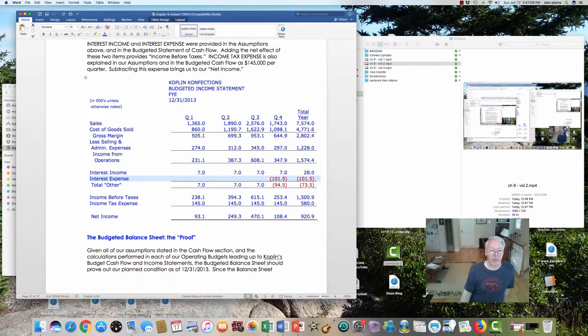Okay? But interest is a cash flow item. It is also an income statement item because it is the cost of credit. That's, as we already know, that's what interest is. All right, so outside of our normal operations, those are all of our incidentals. We call them other. Subtotal, income before tax. And back in our assumptions on pages I cited before, pages 247 and 248, I told you income tax expense was $145,000 per quarter. That gives us net income, as you can see, of $920,900 budgeted for the year.